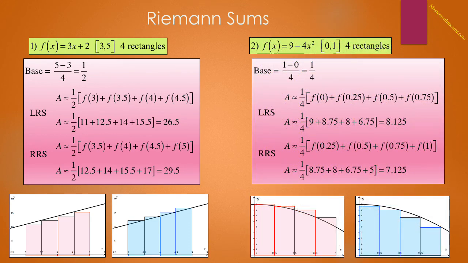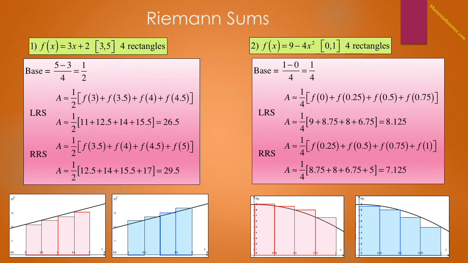In number 2, we have f of x equals 9 minus 4x squared, and we want the area under the curve between x equals 0 and x equals 1, again using 4 rectangles. Our base will be 1 minus 0 divided by 4, which is 1/4. So the left Riemann sum will approximately equal 1/4 times f of 0 plus f of 0.25 plus f of 0.5 plus f of 0.75. And that gives 1/4 times 9 plus 8.75 plus 8 plus 6.75, which is 8.125.